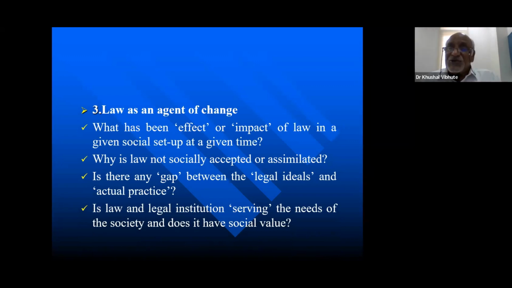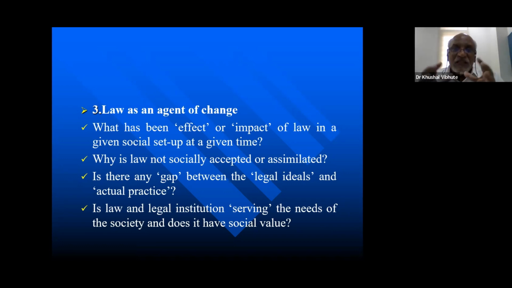Now, have some institutions been overused by the executive? For example, CBI, for example, ED. Are they really serving the purpose for which they were created, or are they serving the needs of the political masters? Here you can look into the utility of these legal institutions vis-a-vis the role which was initially given to them and which they are performing right now, and therefore you can see whether they have social values or not.